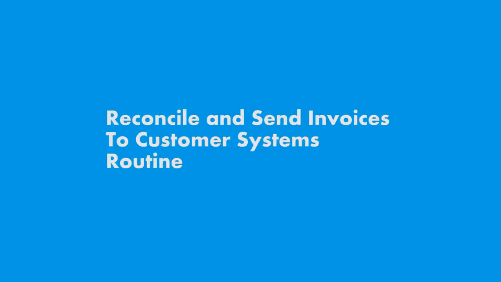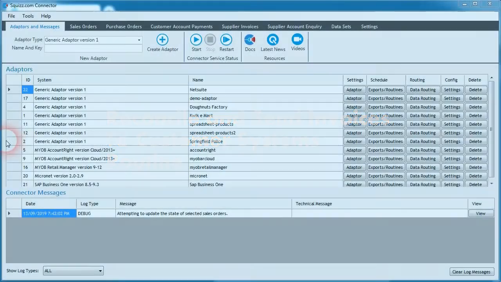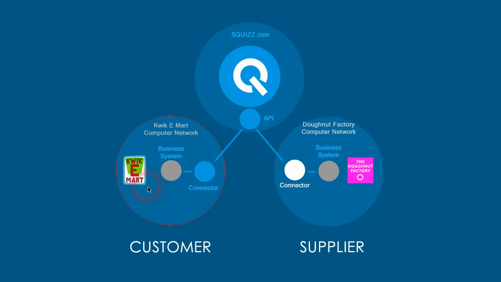Within the Connector's 1.22 release, we've added a new feature to the generic adapter that enables organizations to automatically send invoices back to their customers. If we look at this diagram here, when a customer wanted to buy products or goods or services off a supplier, they may raise a purchase order first within their own system, or they may raise an order within a given website. So in our example here, Quickie-Mart is going to be our customer for this demonstration, and they have created a purchase order against a supplier account that they've created in their own system.